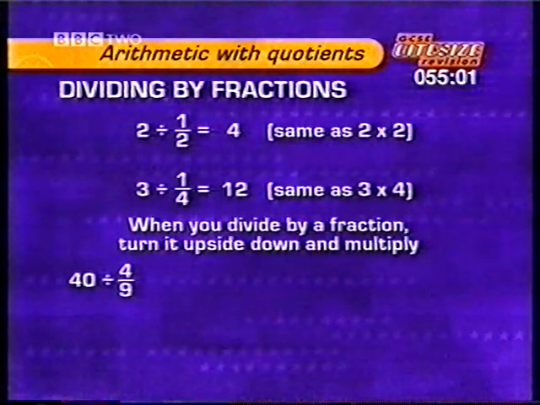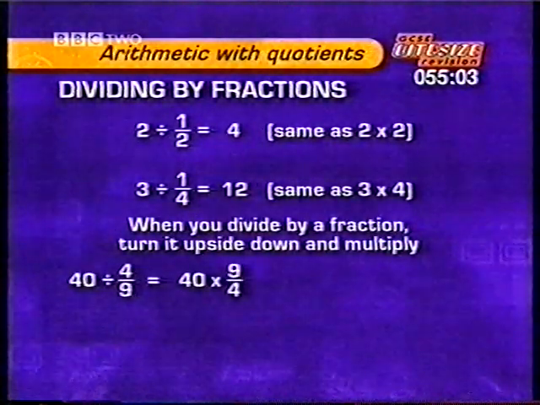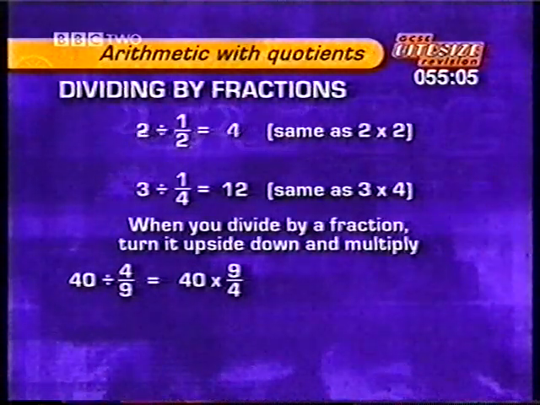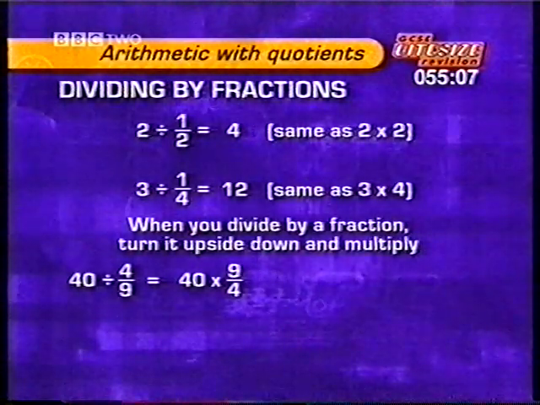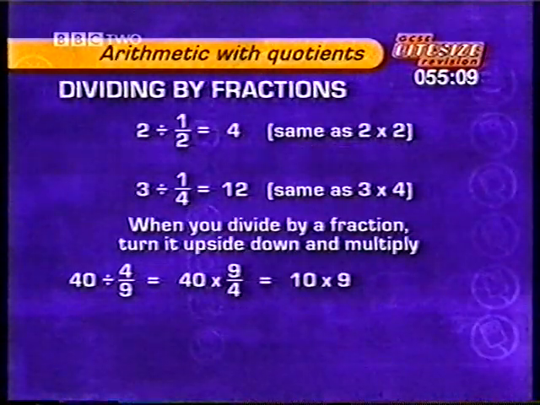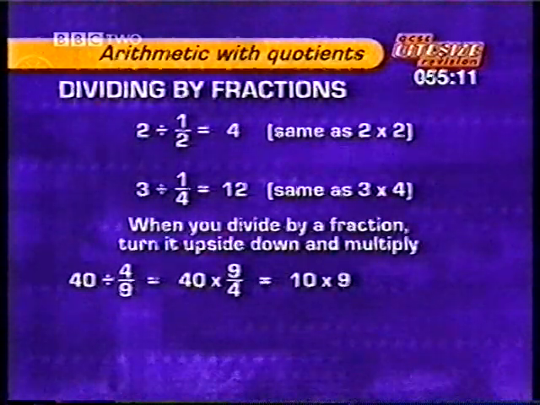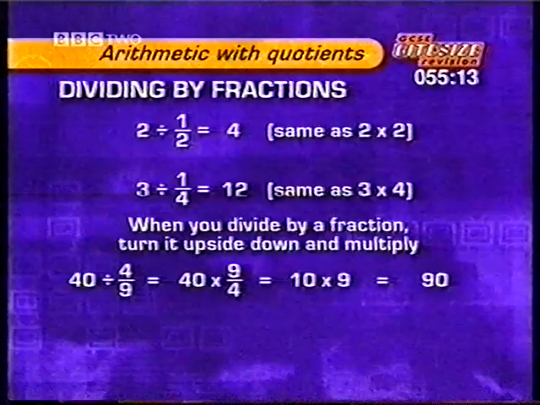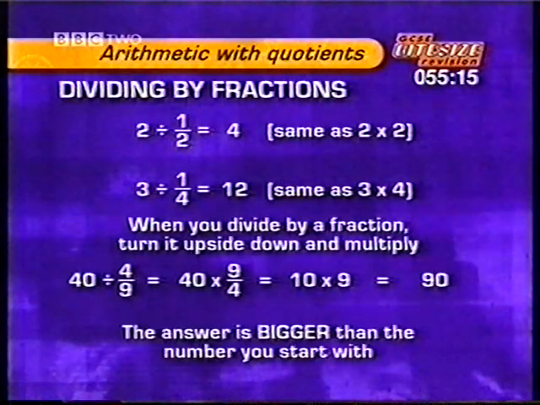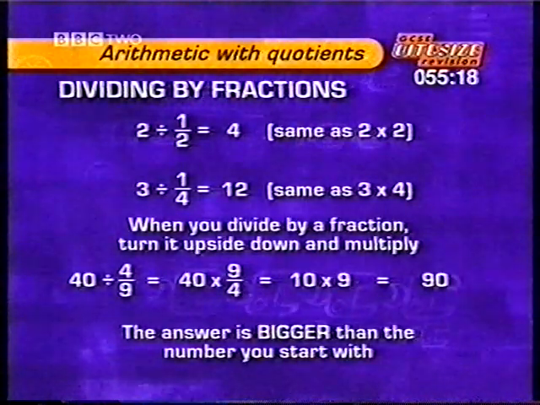So 40 divided by 4/9 is the same as 40 multiplied by 9/4, which simplifies to 10 times 9, that's 90. Again, notice that when you divide by a fraction, the answer is bigger than the number you started with.